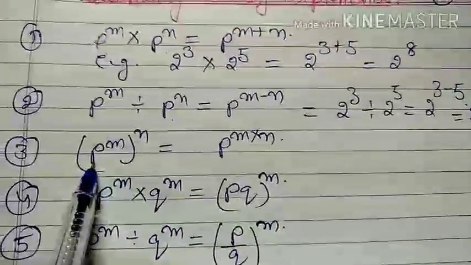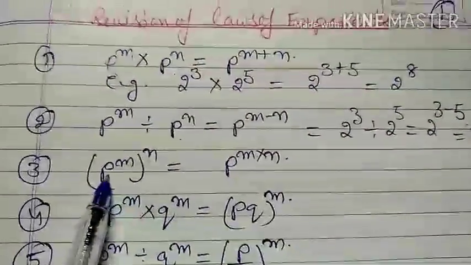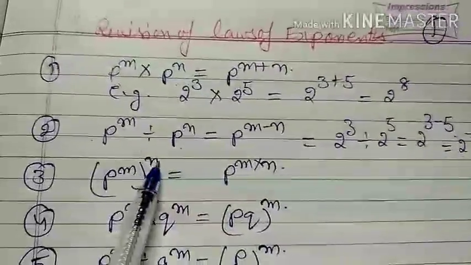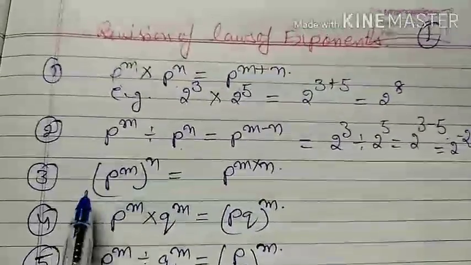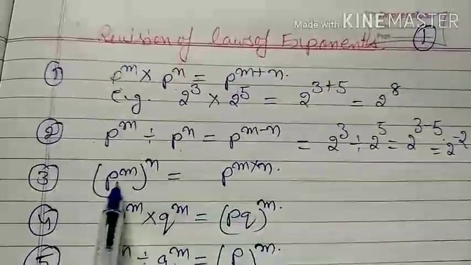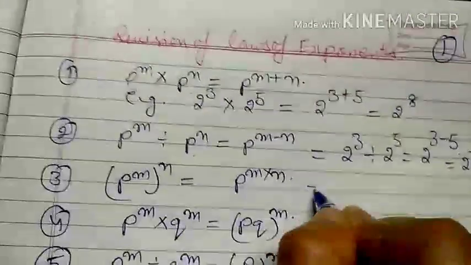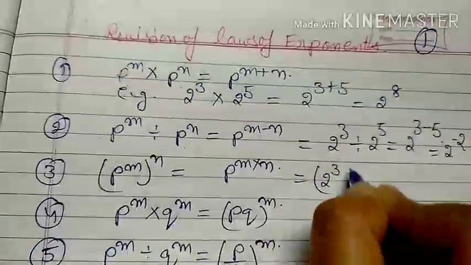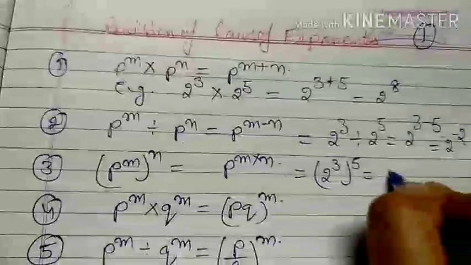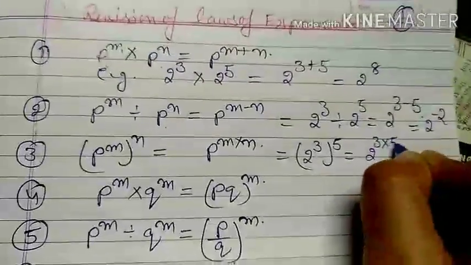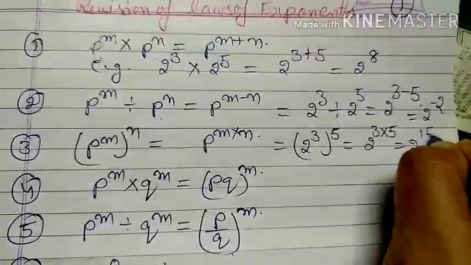Next is, if any term is inside the bracket with a power, and outside the bracket there is another power, then you can write the base once and multiply the powers with each other. Like here, if 2 raised to power 3 is inside and 5 is outside, I can directly multiply 3 into 5, that gives me 2 raised to power 15.